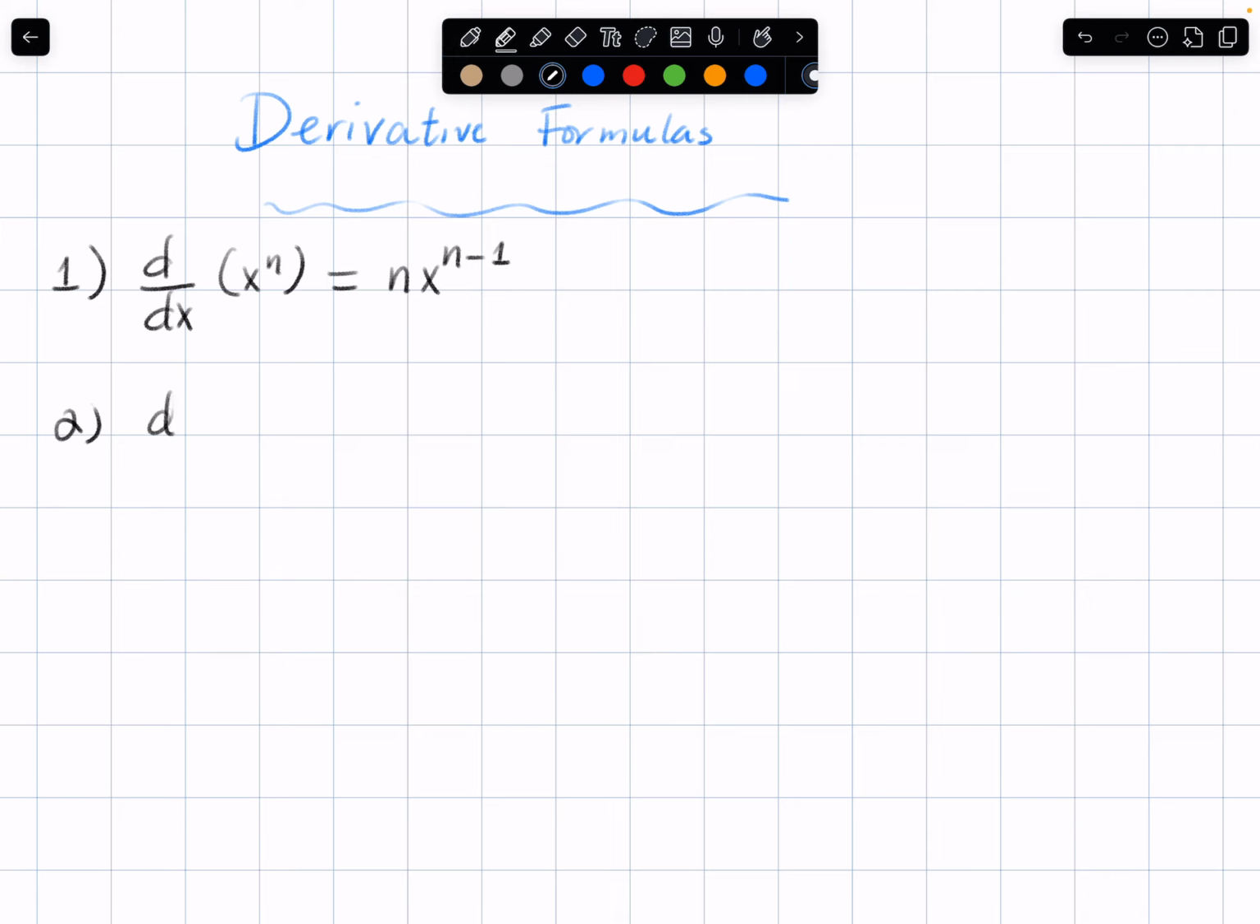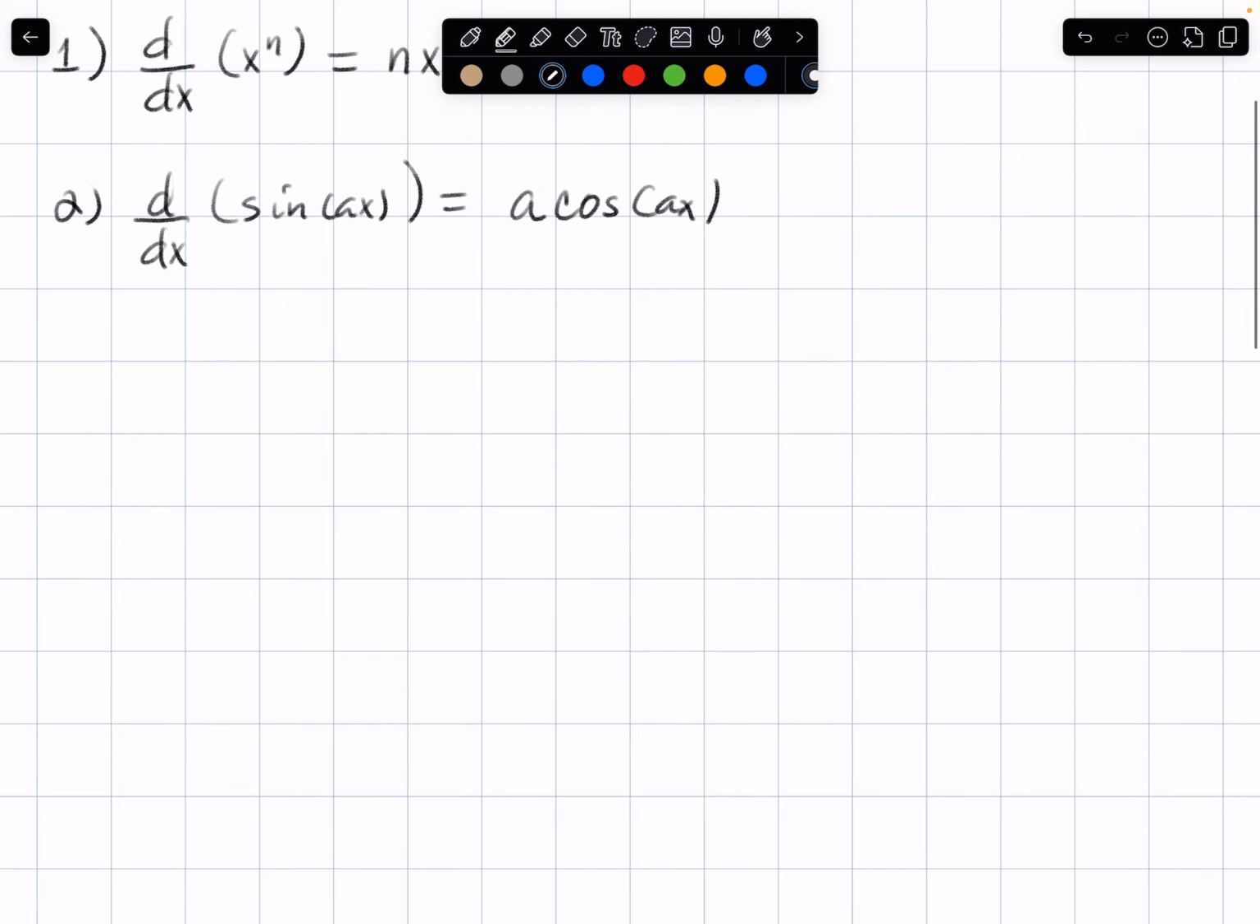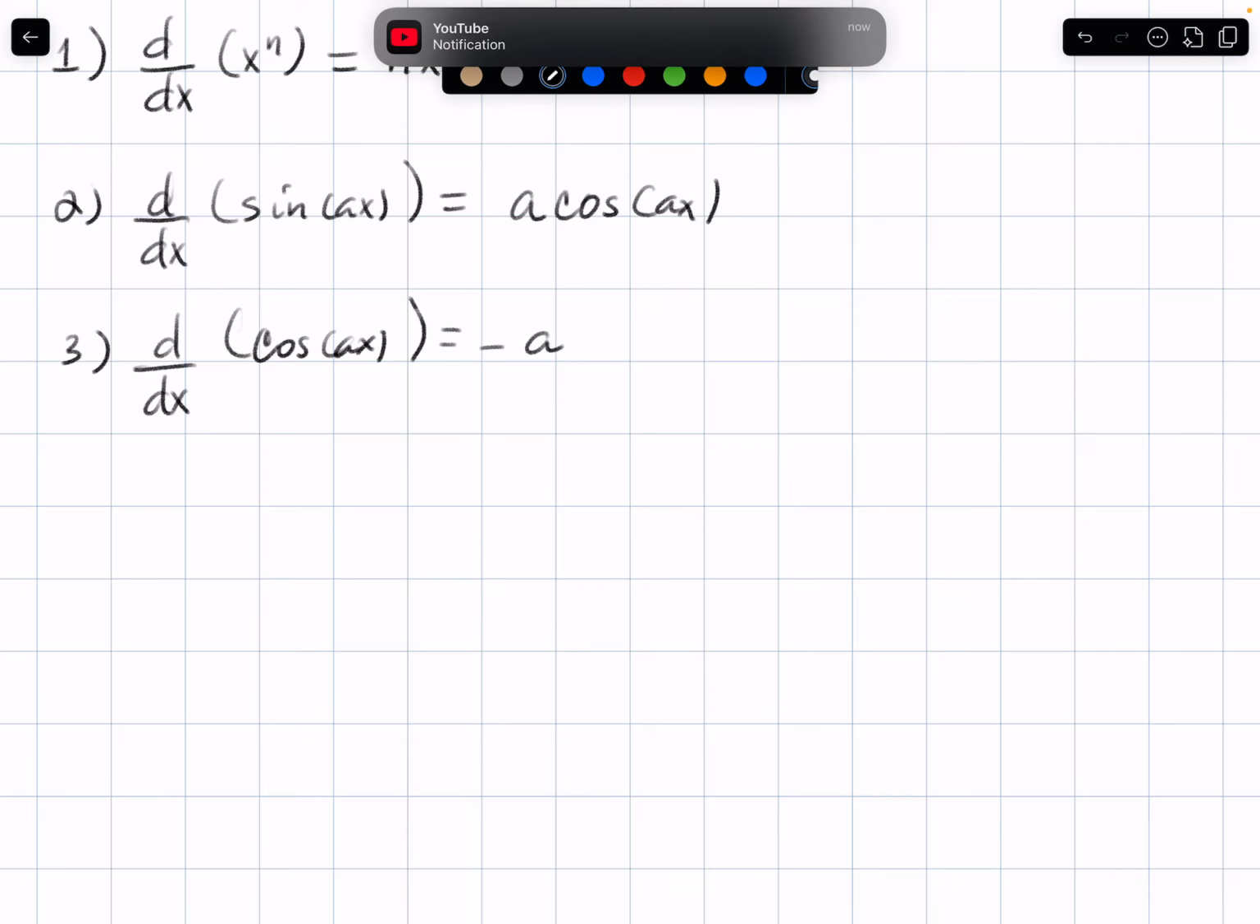Second one will be the derivative of sine of ax. This would be turned into cosine of ax. The derivative of cosine of ax, which always has a negative sign.